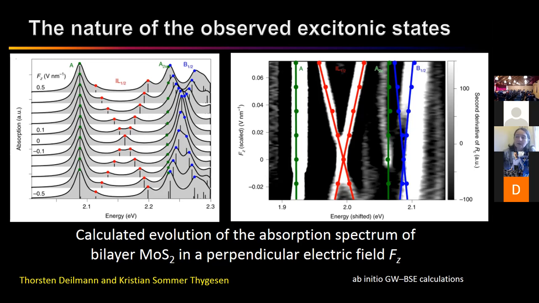As the strength of the electric field increases, the interlayer exciton and B peaks split into double peaks. This is indicated by these red and blue points here. We also summarize this energy dependence of these different excitons, and compared to the measurements, it is shown over here. This is the electric field dependence of the second derivative of the reflectance contrast spectra superimposed on the theoretical calculation.